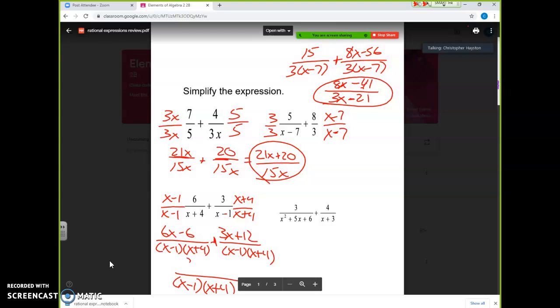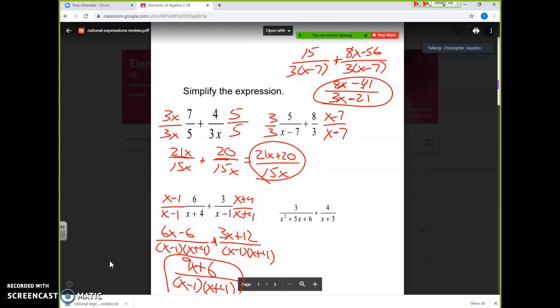6x and 3x is 9x. Negative 6 plus 12 is 6. Now, if you notice, on the top, I can pull a 3 out. 3 times 3x plus 2. I'm not going to do that because it doesn't allow me to simplify it anymore. So I can leave my answer as that.